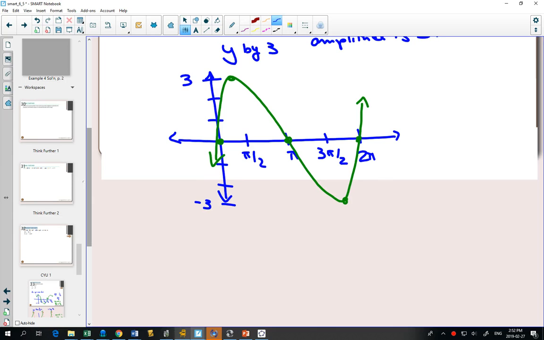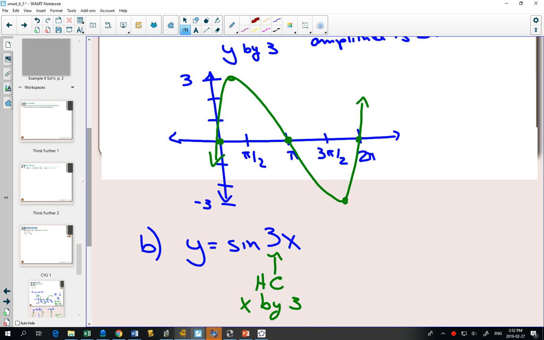In B, now the 3 is inside our function. From transformations, we know this is a horizontal compression. Our x value gets multiplied by 1/3. And in regards to sine and cos, we just learned this morning that we have this formula that our period is always 2 pi divided by our b value.